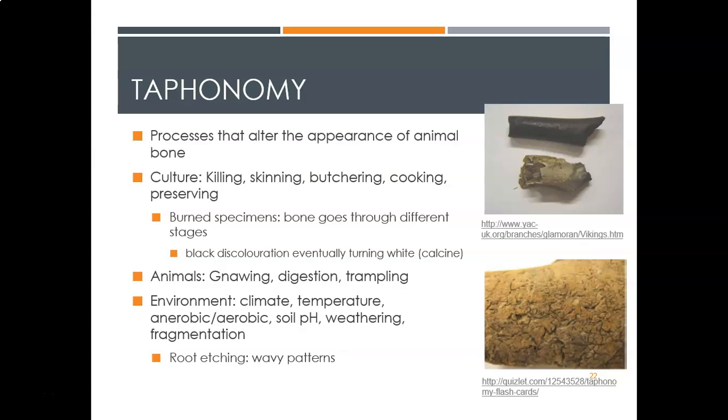There can be a number of reasons for this, right? Cultural processes from killing, skinning, butchering, cooking, preserving specimens. Animals can impact other animals themselves, gnawing on the ends of bones, digesting the bones through the system, trampling the remains in the environment. And of course, the environment itself can impact it. All those different things like climate, temperature, whether the soil is anaerobic or aerobic, so oxygen rich or not, the soil pH, all of these different things can impact what the bone looks like, including things like root etching. So this is a picture of some root etching on some bones, and we can compare it with gnawing on a bone versus a bone that has been burned.